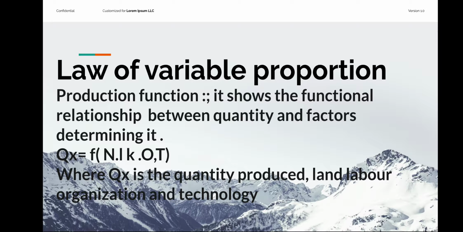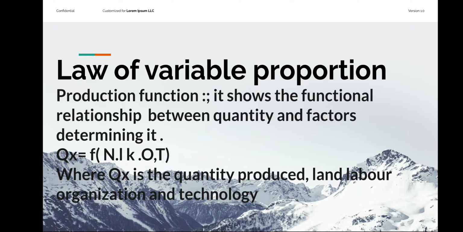So the production function we have discussed is a function: Qx = f(N, L, K, O, T). That means Qx is a dependent variable and N, L, K, O, T, the inputs, are called independent variables. When a given quantity of output is produced by minimum quantities of various inputs, that is called an efficient production function.